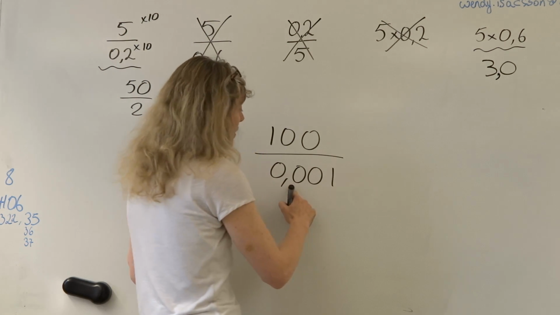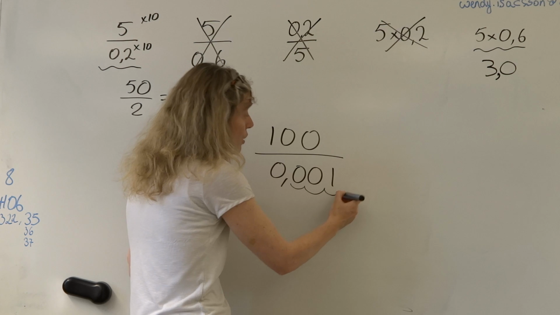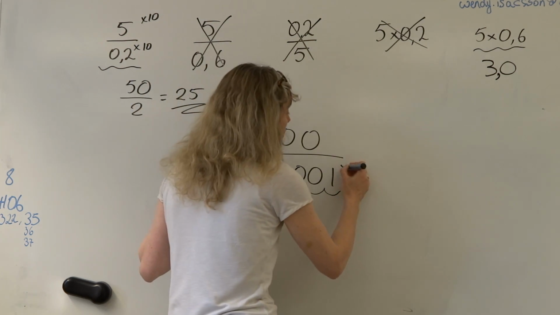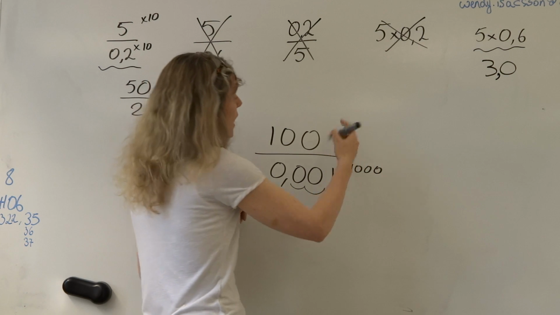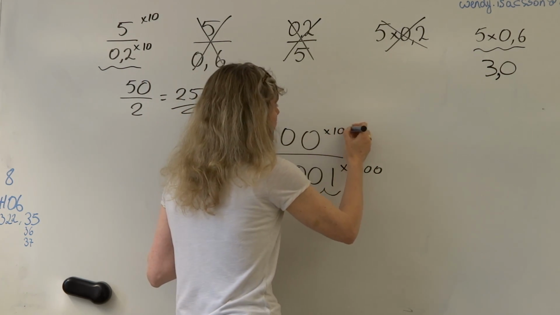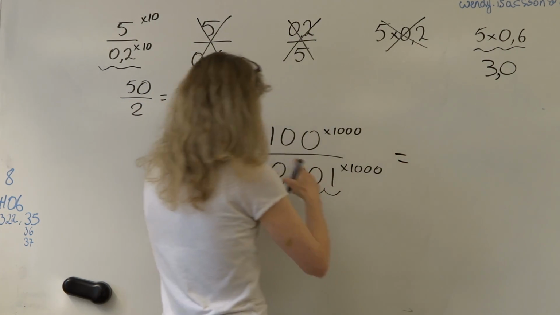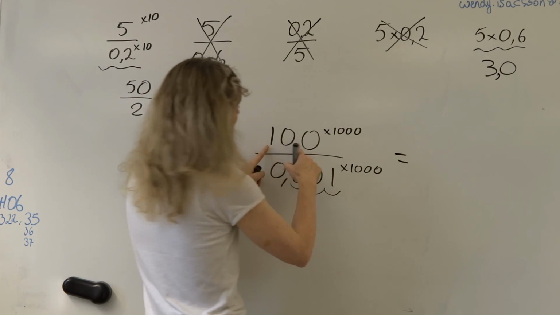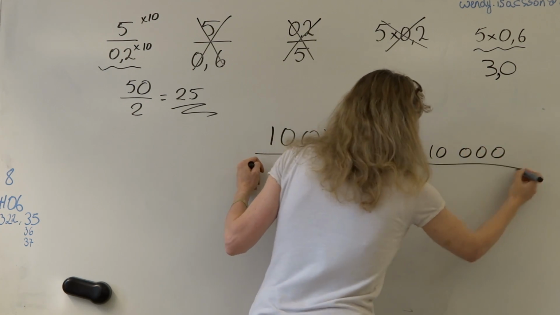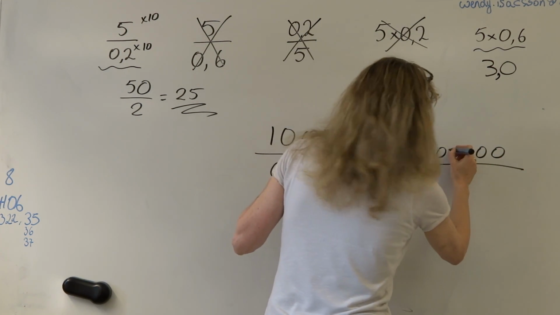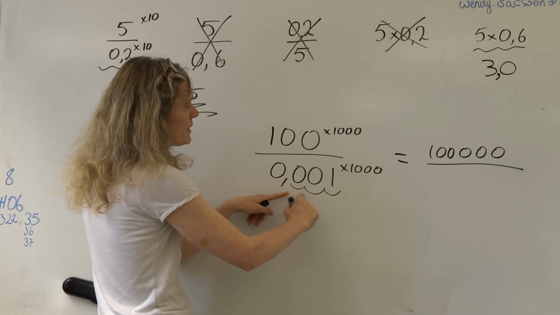We have to get rid of the decimal. To get rid of this decimal point, we'd have to go 1, 2, 3 places back. We'd have to multiply this bottom number by 1,000. If we multiply the bottom number by 1,000, we have to multiply the top number by 1,000. So on the top, we'd have 100,000. And on the bottom, we'd just have 1.